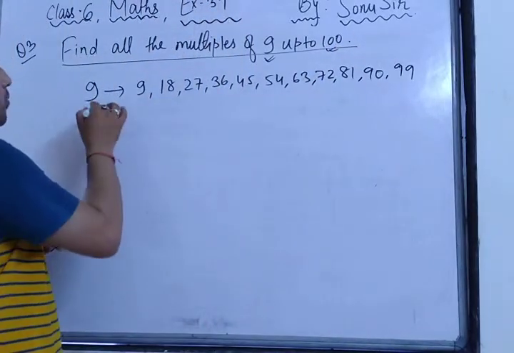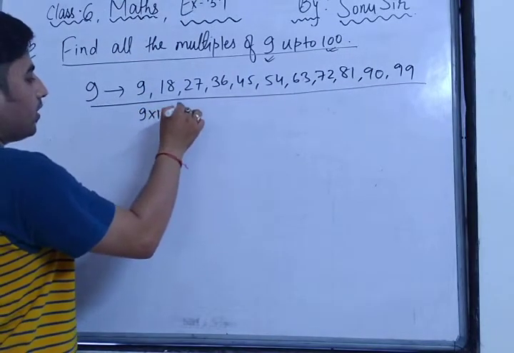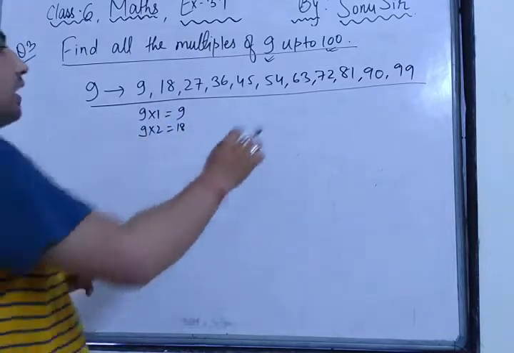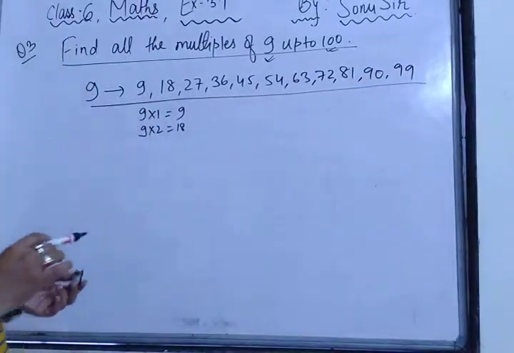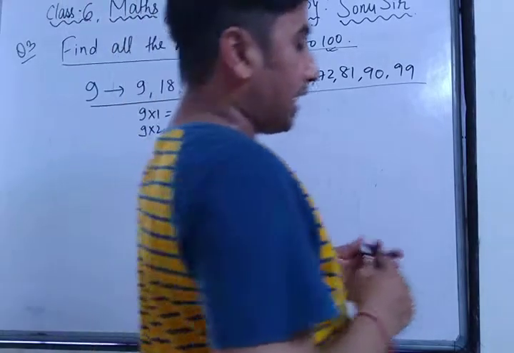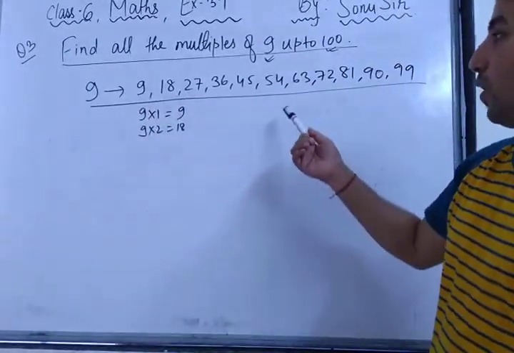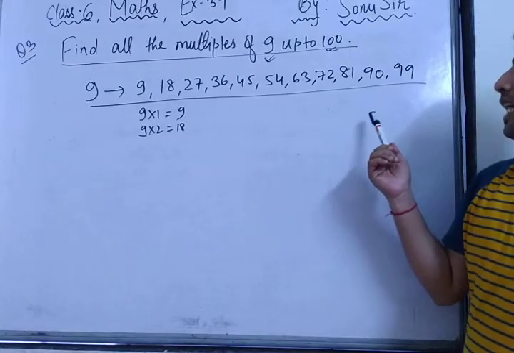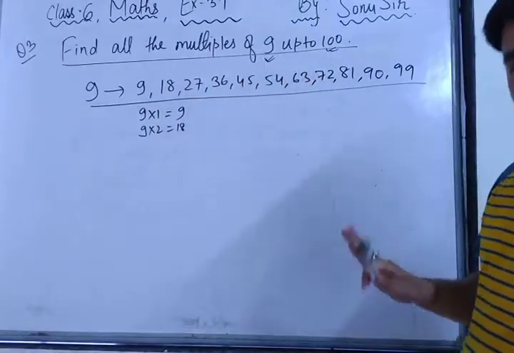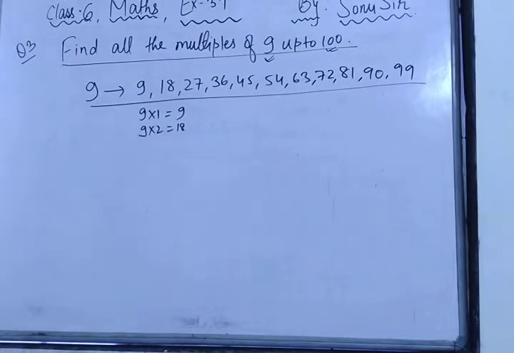Got the question? It means you have to just find the multiples of 9. Instead of 9, you can write 9 into 1, 9 into 2, 18, meaning the whole 9 table you can write. And after 10, 11 nines are 99. This way you can find all the multiples of 9. If you want to write like this, you can, or you can directly put here 9, 18, 27, 36, 45, 54, 63, 72, 81, 90 and 99 are the multiples of 9 up to 100. Are you understanding the answer or not? If you are not able to understand, you can ask me a question.